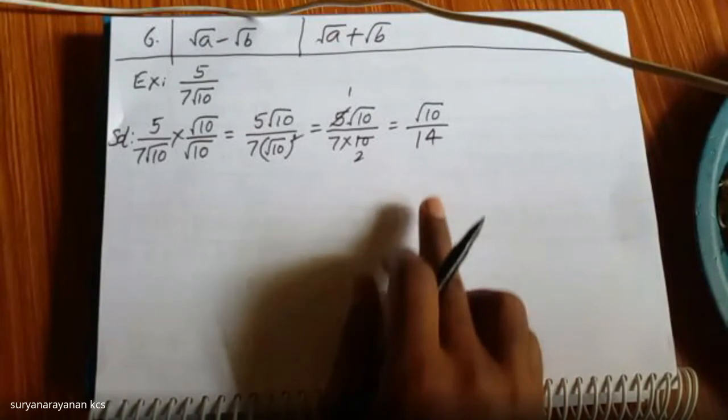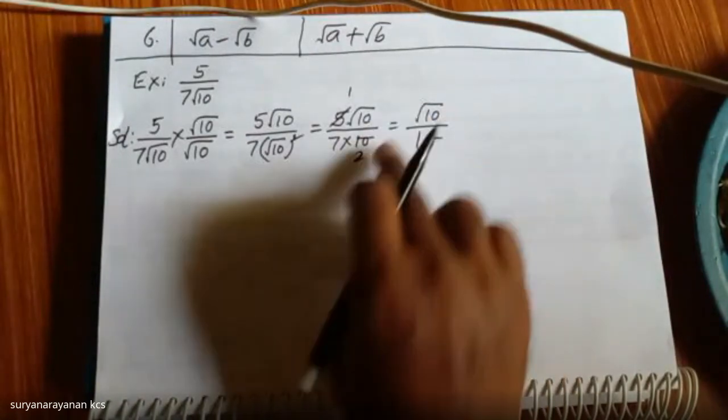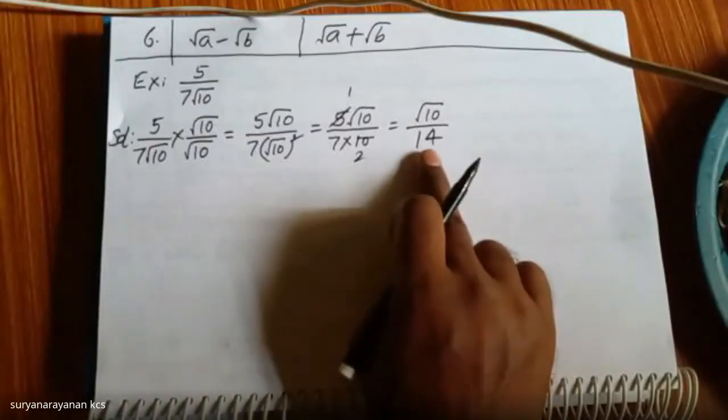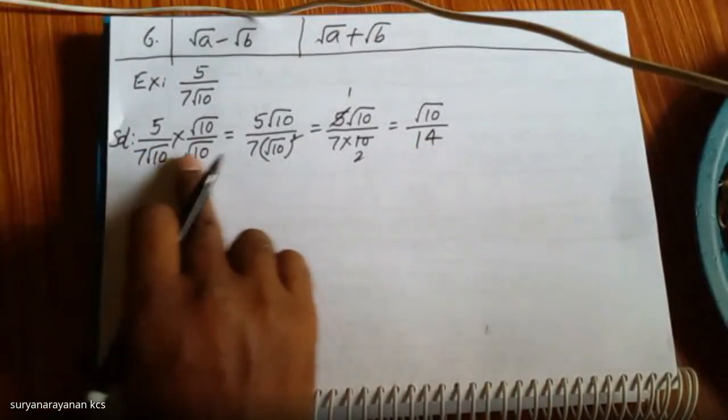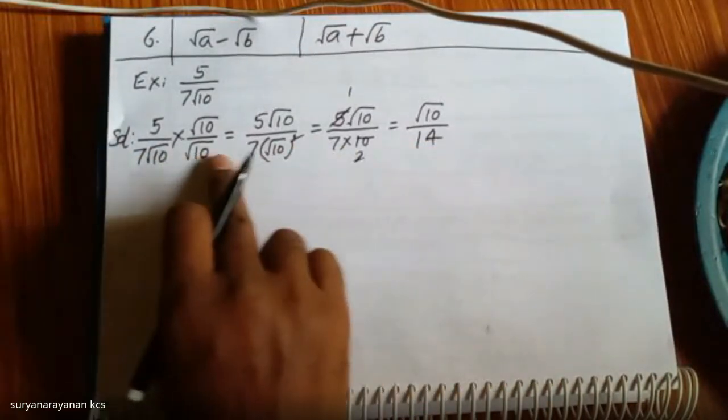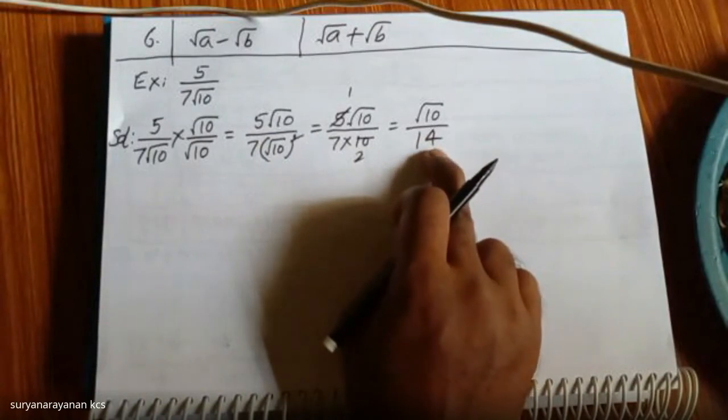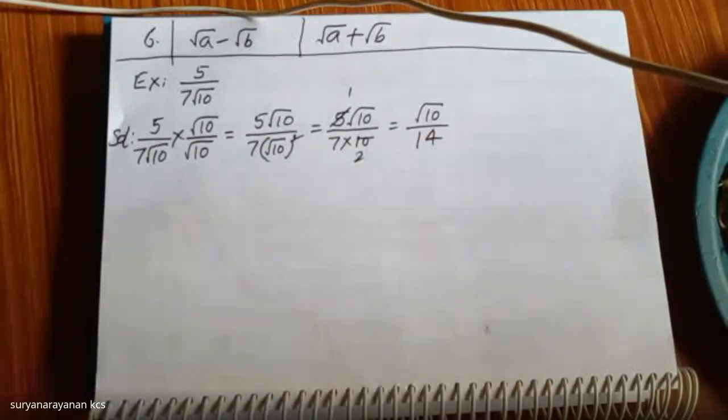What is the denominator in the last step? Sir, rational number. Very good. 14 is a rational number. So after performing this procedure, we got a rational number in the denominator. Understood this concept, my dear children?